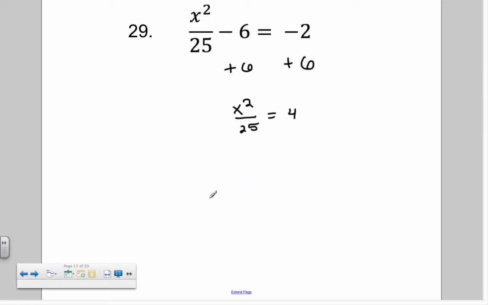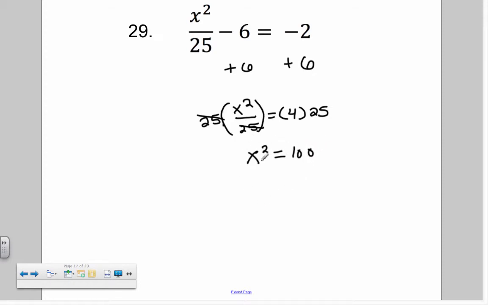Okay. Now I need to take a look at this here. Well, I have x squared, that's an operation, but it's dividing by 25, and I really want to undo this dividing by 25 first. So I'm going to undo dividing by 25 by the inverse operation, which is multiplication. So I'm going to multiply both sides by 25. So 25 over 25 is 1, and that's how these cancel each other out. And then I'm just left with x squared over here. And then 4 times 25 is 100.